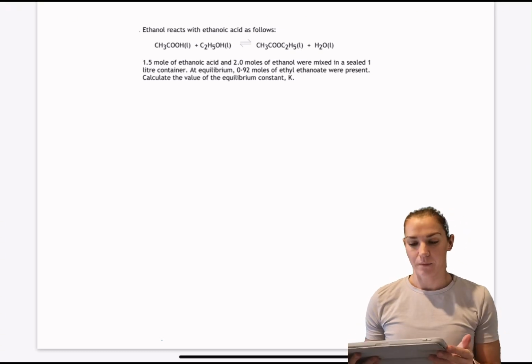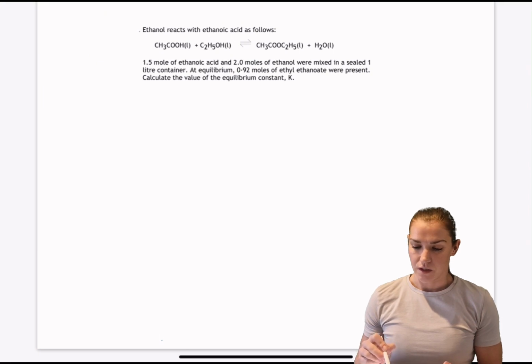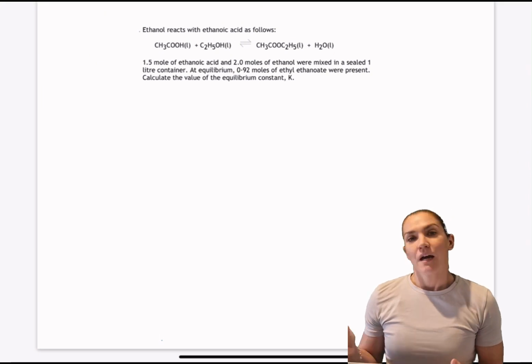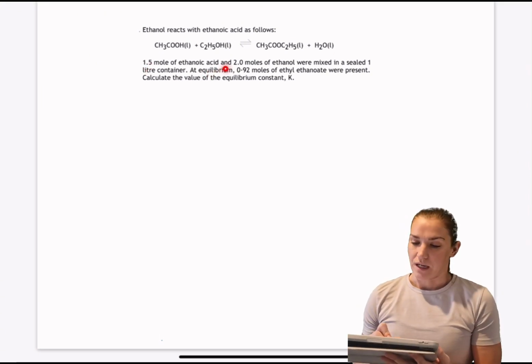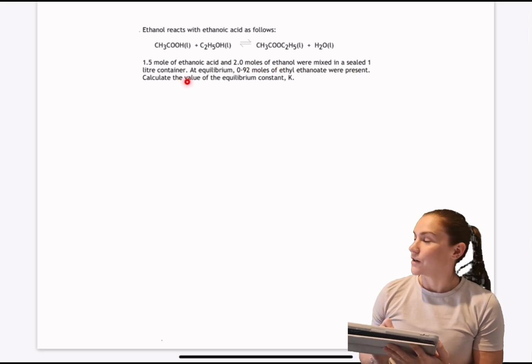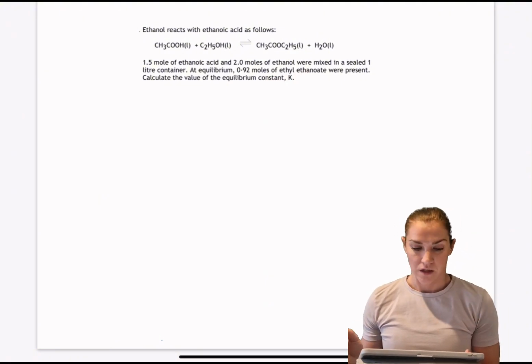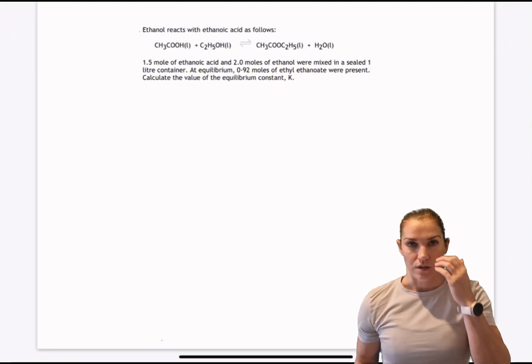In this example we've got ethanol reacting with ethanoic acid as follows in the given reaction here. And then it tells us that 1 mole of ethanoic acid and 2 moles of ethanol were mixed in a sealed 1 litre container. At equilibrium, 0.92 moles of ethyl ethanoate were present. Calculate the value of the equilibrium constant K.